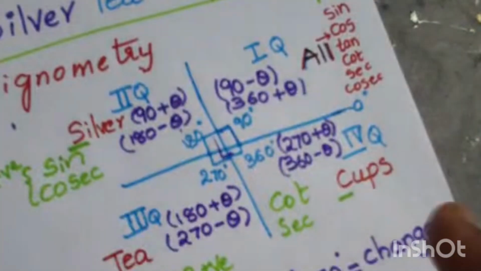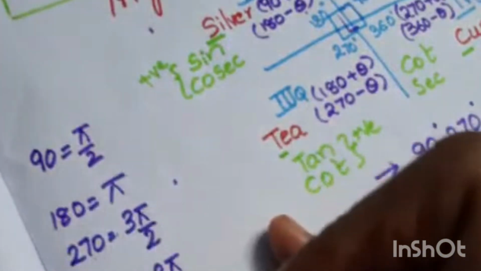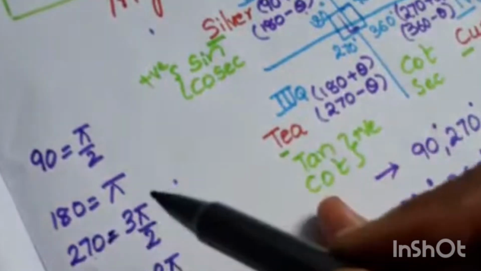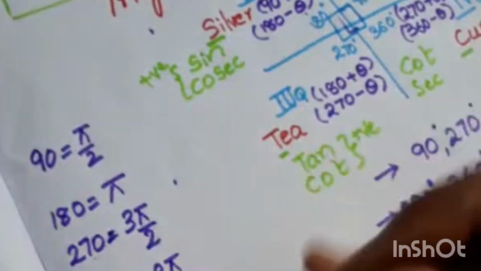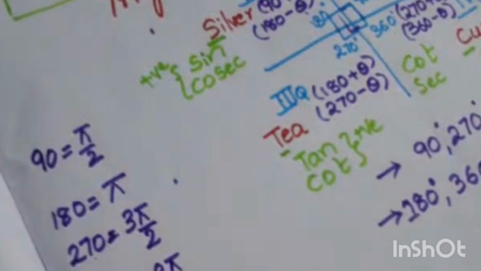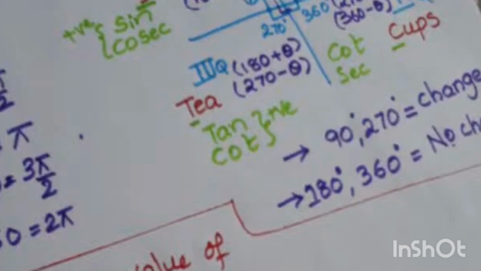Okay, now I will show you with some examples. Okay, 90 means pi by 2, 180 means pi, 270 means 3 pi by 2, 360 means 2 pi. Okay, these all come in problems, so we can use them in pi. Okay, now find the value of sine 120. Now how will you do this problem?